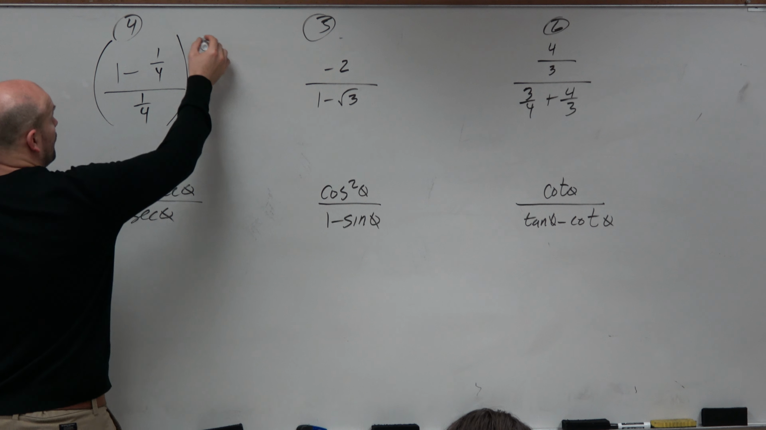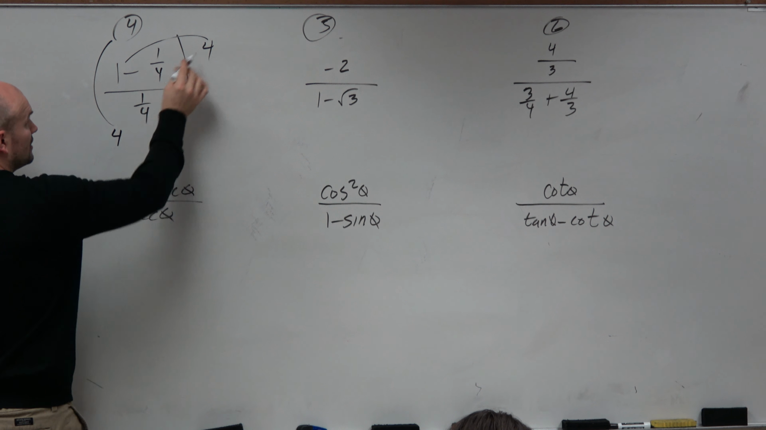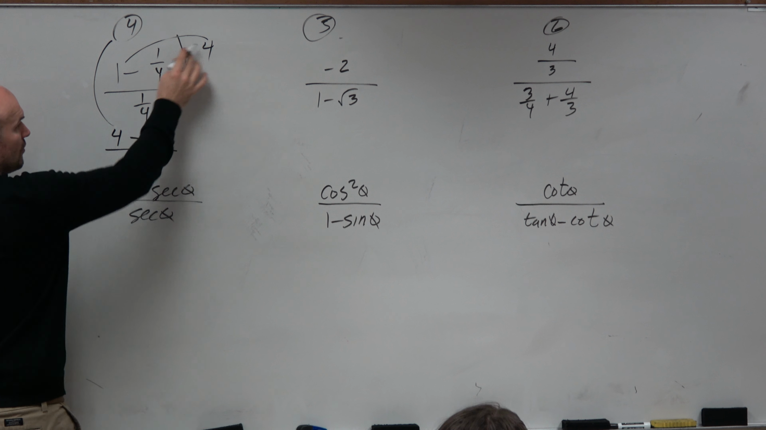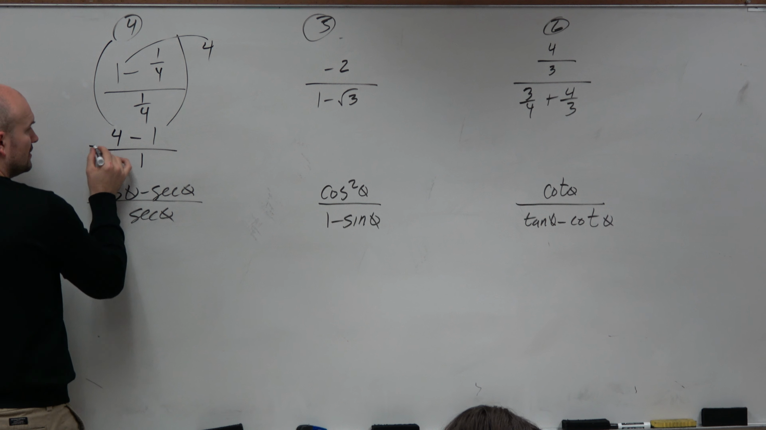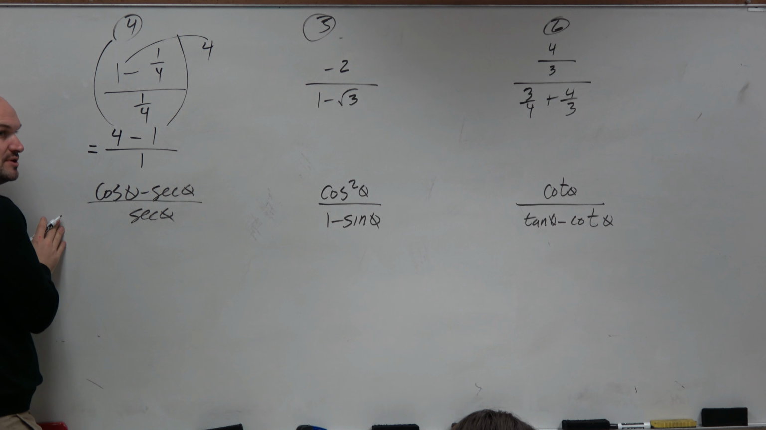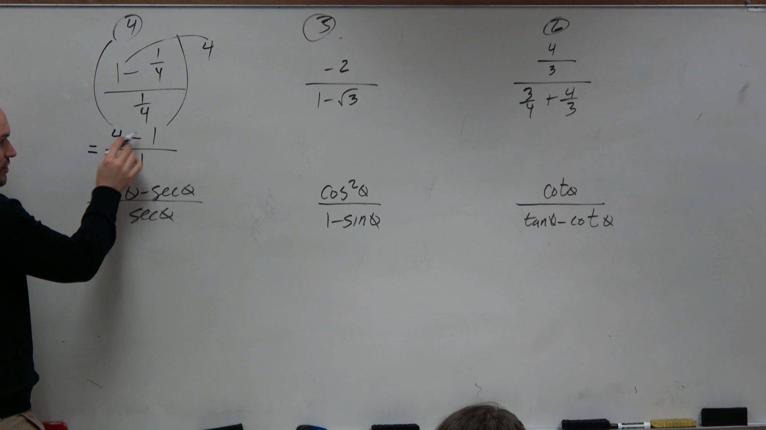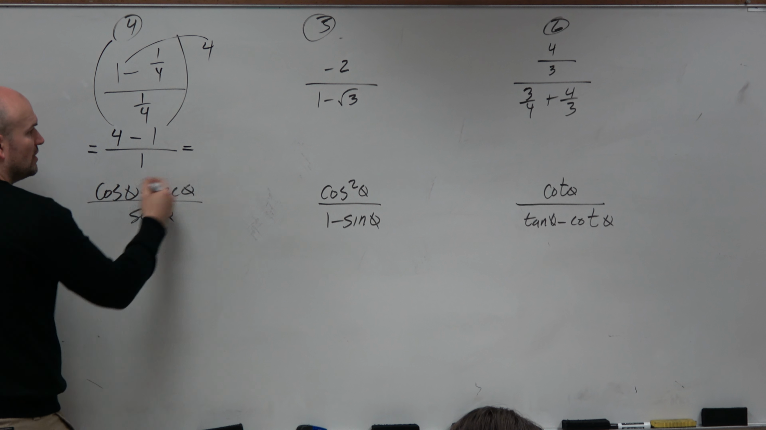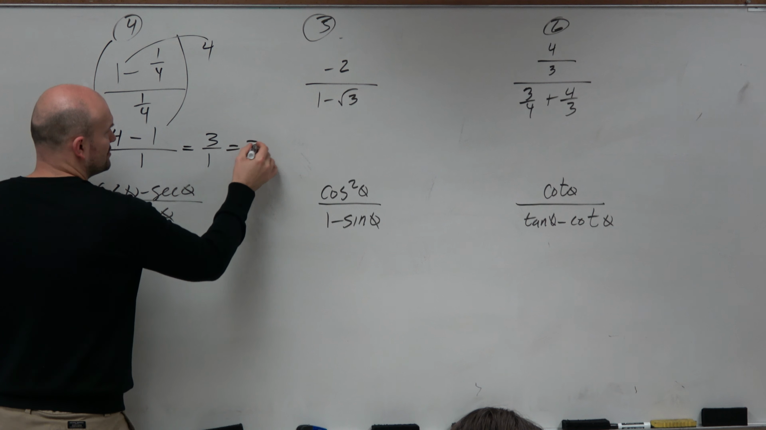Watch. 4 times 1 is 4. 4 times 1/4 is 1. 4 times 1/4 is 1. Do you guys see what happens when you multiply by the LCD? I no longer have fractions. Now I can just do the arithmetic. 4 minus 1 is 3/1, which equals 3.